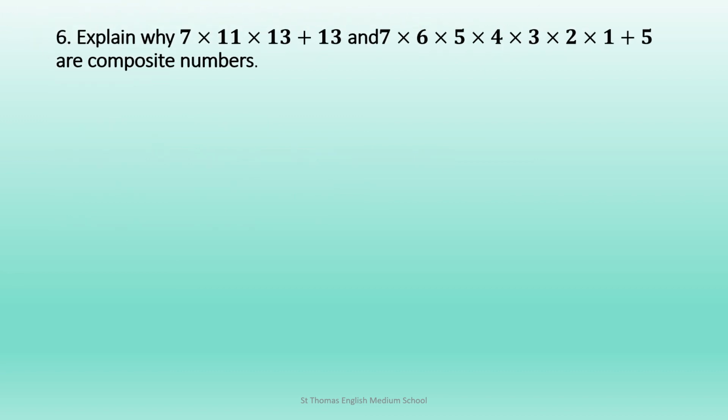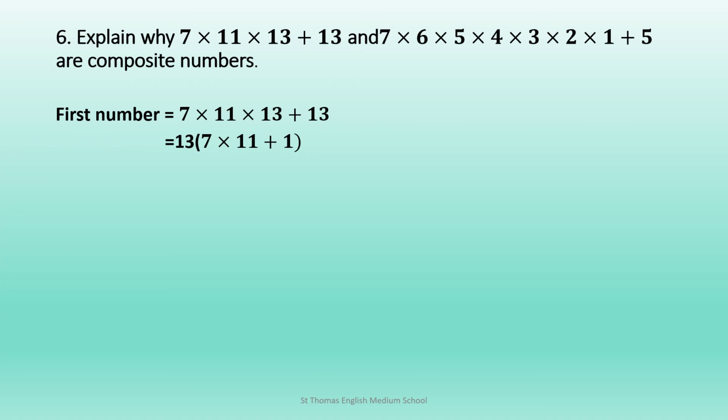Question number 6. Explain why 7 multiply by 11 multiply by 13 plus 13 and 7 multiply by 6 multiply by 5 multiply by 4 multiply by 3 multiply by 2 multiply by 1 plus 5 are composite numbers. You take the first number as 7 multiply by 11 multiply by 13 plus 13. Now from this number you can take 13 as a common factor. From the first term, that is 7 multiply by 11 multiply by 13, you take 13 outside, and from 13 also you take 13 outside, so you have 1 here. Then you can write it as 13 multiply by 78. 78 is a composite number, so it has more factors, so you can write it as 13 multiply by 2 multiply by 3 multiply by 13. That means the first number can be expressed as a product of primes. So it is a composite number.